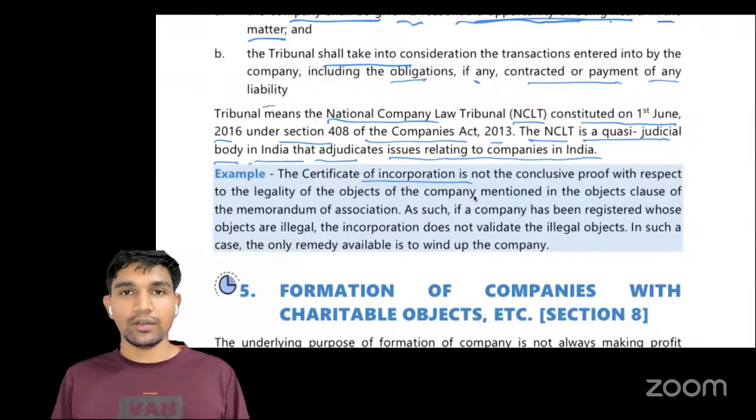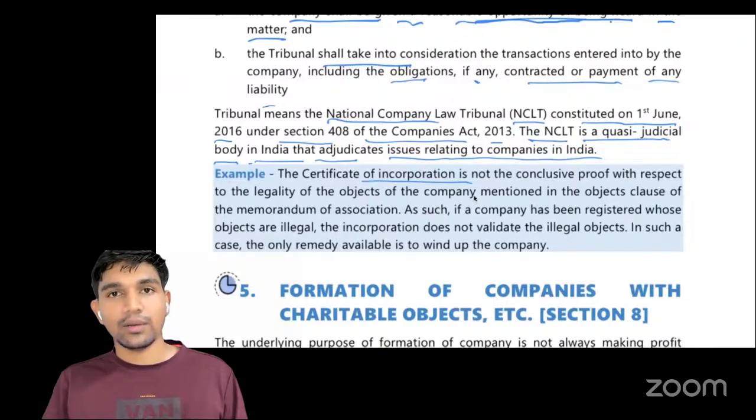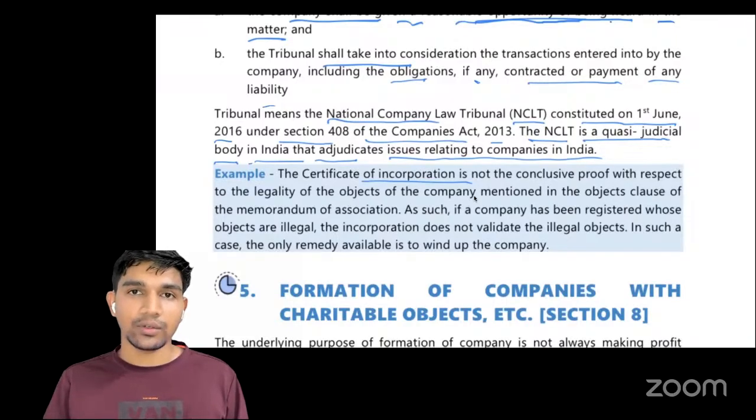So this is the procedure to register or incorporate a company in India under the Companies Act 2013.